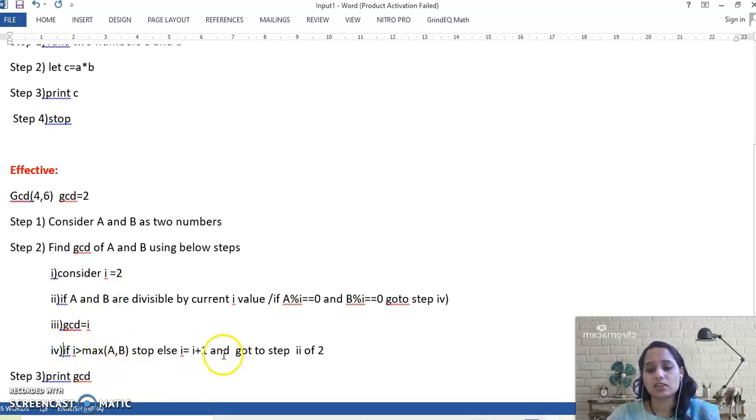Again I'll take 6 here. Remember here both should be divisible. It is mandatory that after dividing that particular number by I, the remainder should be 0. Again for 6 it will not be true, but finally the next value will be 7, and I have already crossed the limit because my I value is greater than max of A, B. It means 6 here, so I'll stop here. Now it is mentioned here, stop. What is the final value of GCD? The final value of GCD is 2.